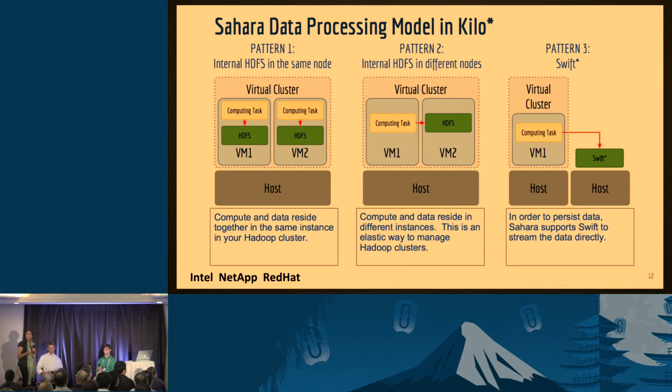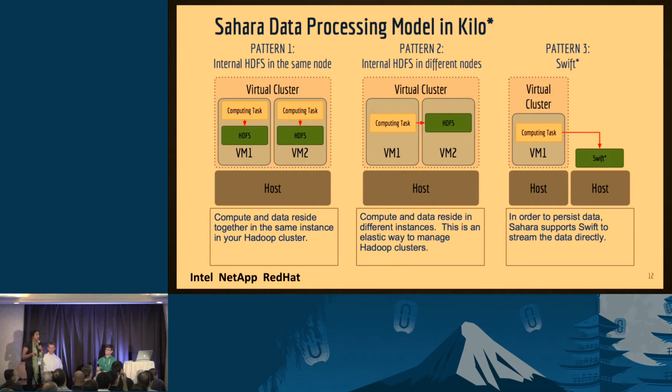Basically, there are 3 patterns that we support as of Kilo. In the first one, you have both your compute, your processing of the data, and the HDFS file system in the same VM. That's the first pattern. In the second one, the data processing can happen in one VM, and the data itself, your Hadoop file system, could be in another VM or on bare metal, an external Hadoop file system.